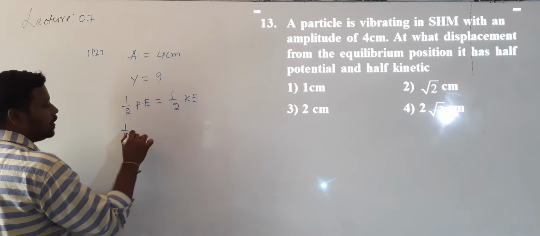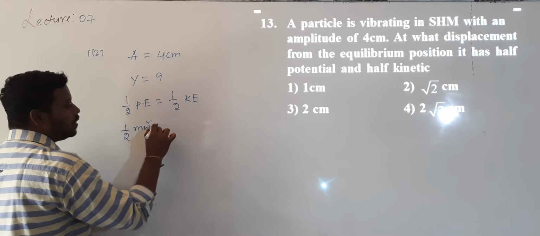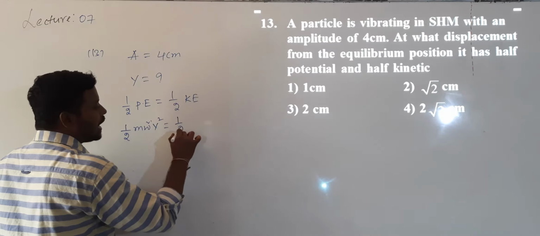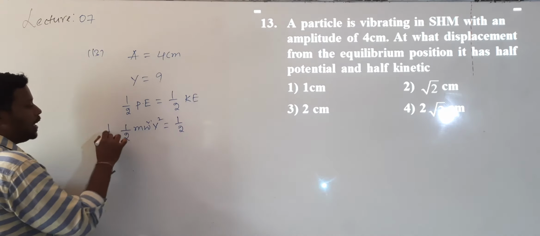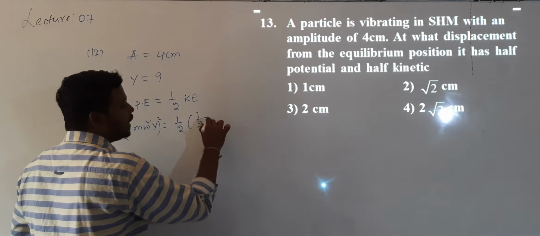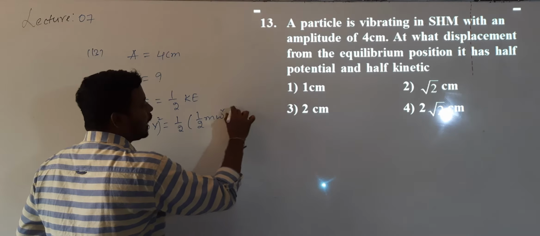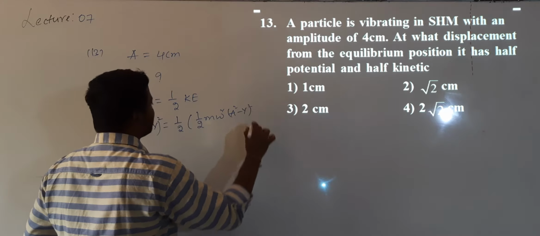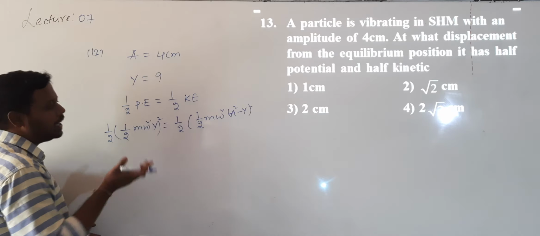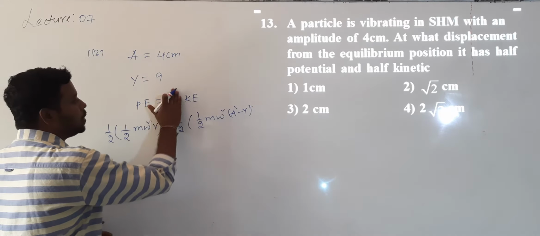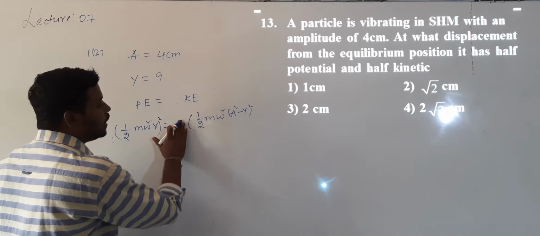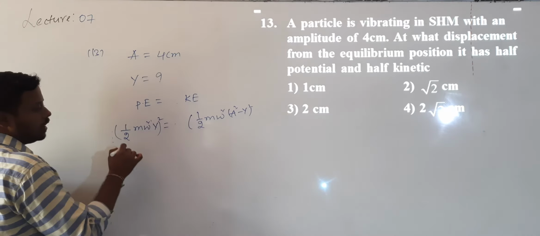So what is the potential energy formula? At a displacement y, the potential energy value is 1 by 2 m omega square y square, whereas the kinetic energy is given by 1 by 2 m omega square into a square minus y square. Directly also you can take the kinetic energy value equal to the potential energy. So the 1 by 2 value will be cancelled. Then what will I get?